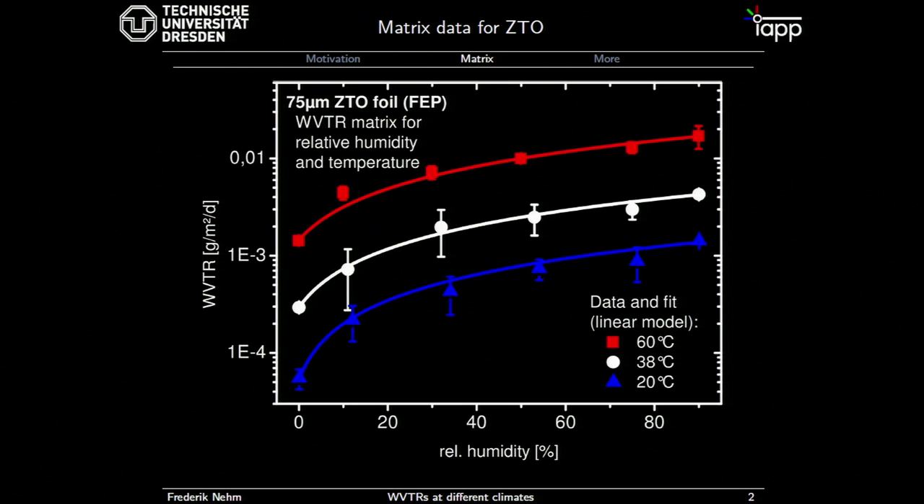So this is basically already the heart of the investigation. We have a ZTO, zinc tin oxide barrier on a 75 micron PET foil from the Fraunhofer FEP, from John Falteich. Some of you might know him actually. You have the WVTR on the Y scale and the relative humidity on the x-axis. What you can see is that we have three nice graphs with data points for 20, 38, and 60 degrees centigrade. And we were able to fit these data points very nicely with a linear model.